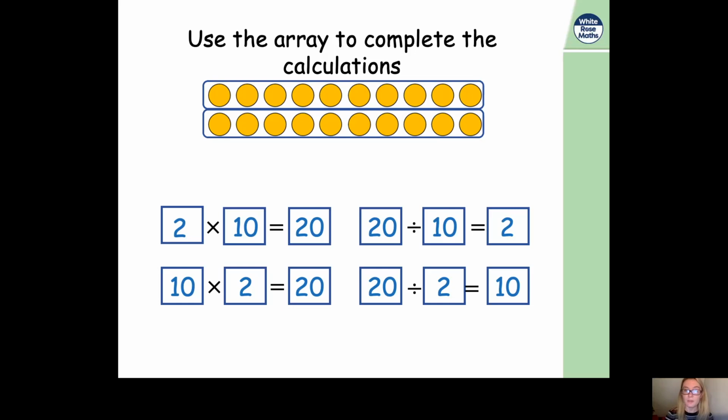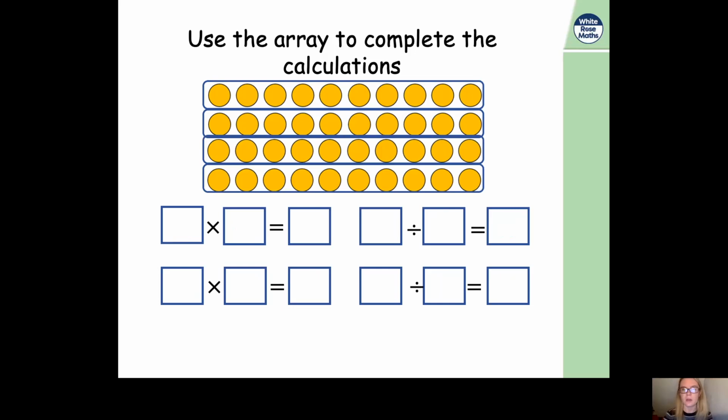Again, we have just flipped the multiplication number sentence next to it around. We've gone from 10 multiplied by 2 equals 20 to 20 divided by 2 equals 10. And can you see in my fact family, I've only used the numbers 2, 10 and 20, no other numbers. Okay, so now it's your turn.